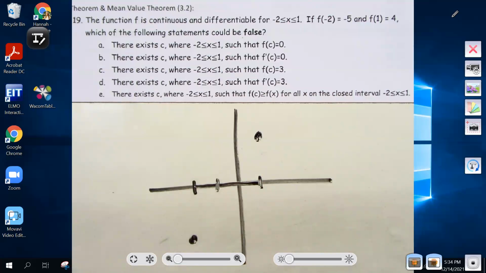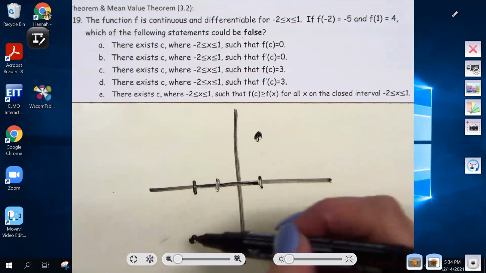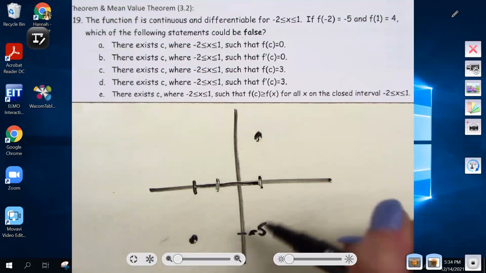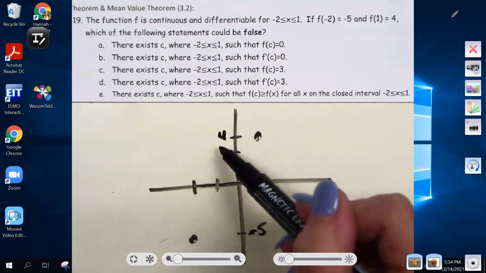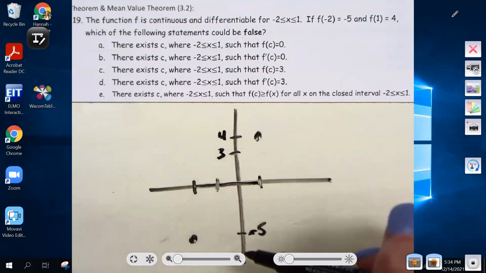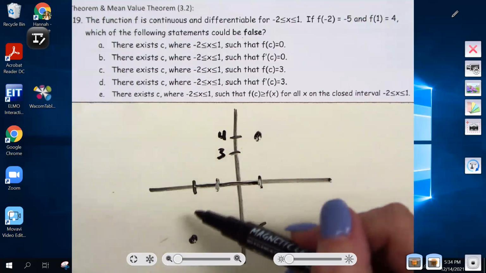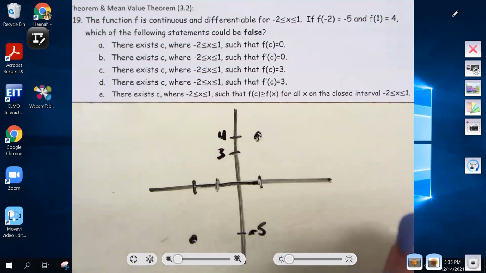Part C, there exists C on the interval such that f of C equals 3. Again, to get from this y value of -5 to a y value of 4, you're going to have to come across the y value of 3 somehow. Because the function is continuous, you won't be able to get from here to here without having a function value of 3.